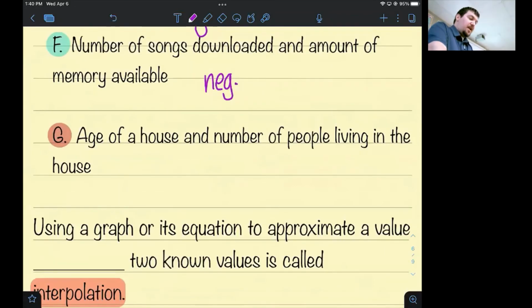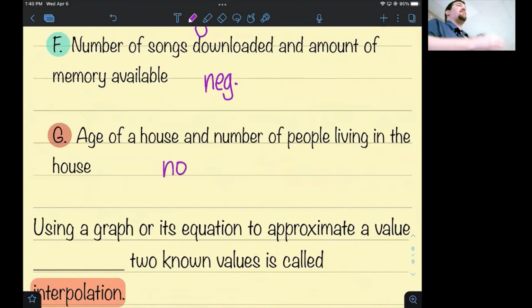Age of a house and number of people living in the house. Garrett, what do you think? The age of a house, what's going to happen to the number of people living in the house as the age increases? Sure. What, it increases as the house age increases? Well, hold on, I'm talking about people currently living in it. Okay, I misunderstood. No correlation.